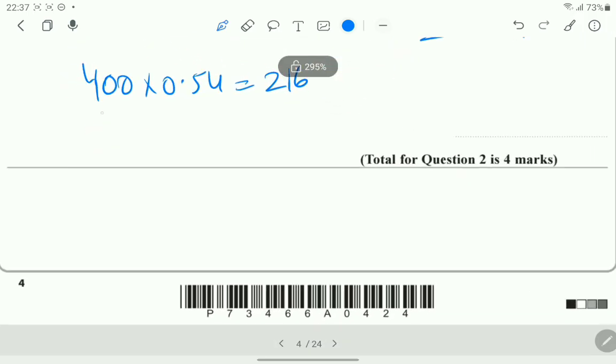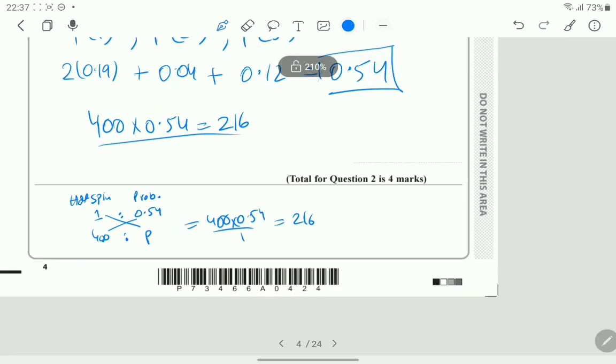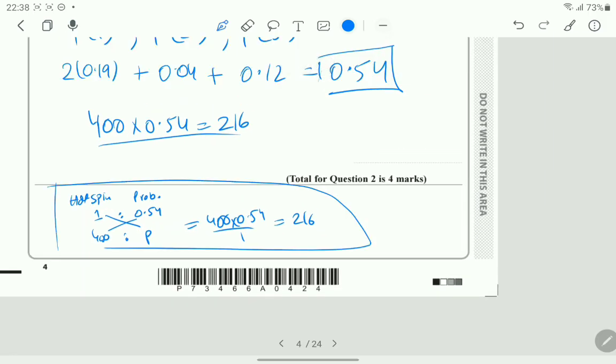If you don't understand why I did this, just think of it like this: the number of times we spin it is 1 in one case and 400 in the question. We have the data for 1, which is 0.54, and the data for 400 is unknown. In basic ratios, we multiply, and we get 400 times 0.54 over 1, which equals 216. If you couldn't understand this, this is for the slow learners.